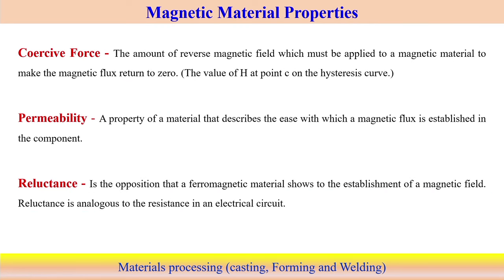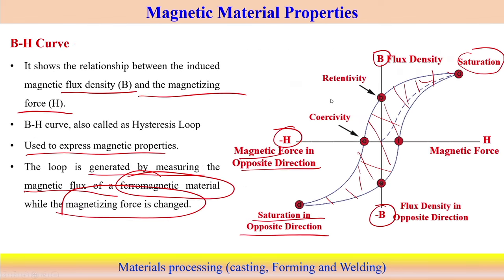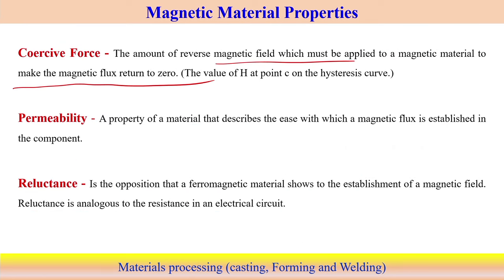Now, coercive force is the amount of reverse magnetism that must be induced in this particular magnetic material. A reverse magnetic field is applied to the magnetic material to make the magnetic flux return to zero. In this case, it is H at the point C on the hysteresis curve. Here the reverse force brings the residual magnetism to zero value, and that is known as the coercivity of this material. The amount of reverse magnetic field applied to bring the flux in the magnetic material back to zero is the measure of the coercive force.